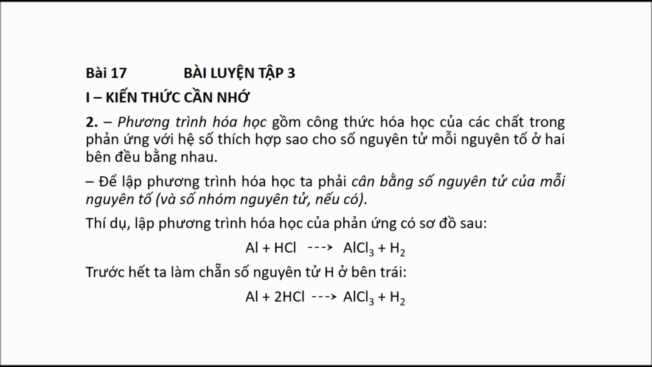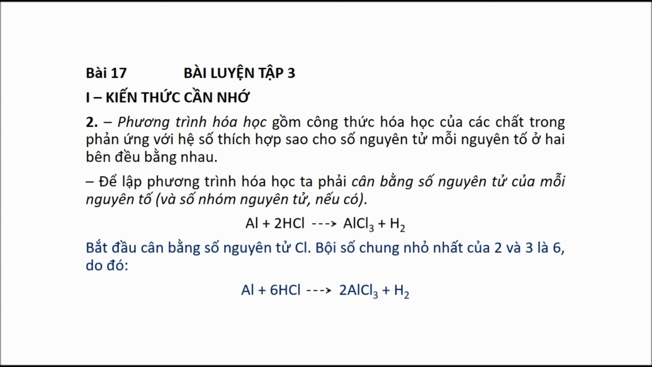First, balance the number of H atoms on both sides. Al plus 2 HCl arrow AlCl3 plus H2. Then balance the number of Cl atoms. The least common multiple of 2 and 3 is 6. Thus, Al plus 6 HCl arrow 2 AlCl3 plus H2.